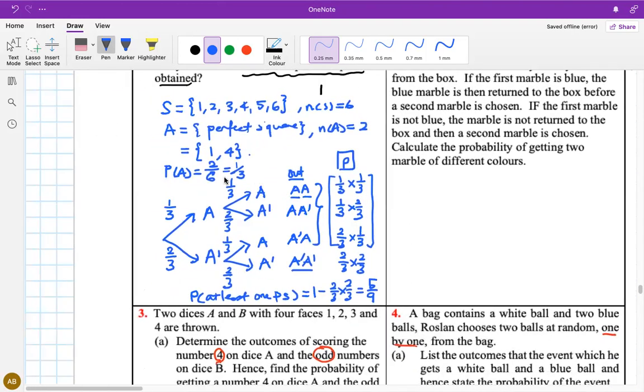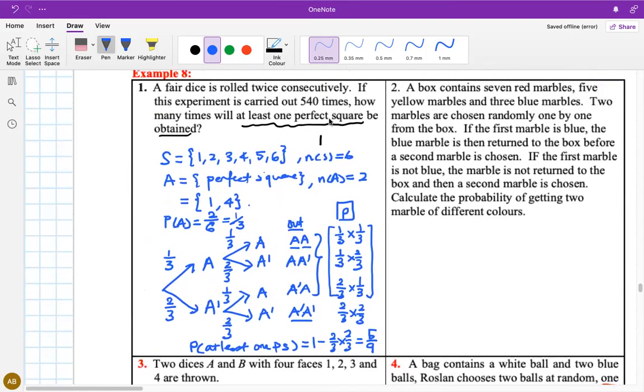But we're not yet finished, right? Because we want to find out, if the experiment is carried out 540 times, how many times you will get at least one perfect square. Therefore, I extend here. We use this formula, n times p, which we call the expectation of X. Here n is 540 times 5 over 9. 540 divided by 9 is 60, and 60 times 5 is 300. So the answer is 300 times.